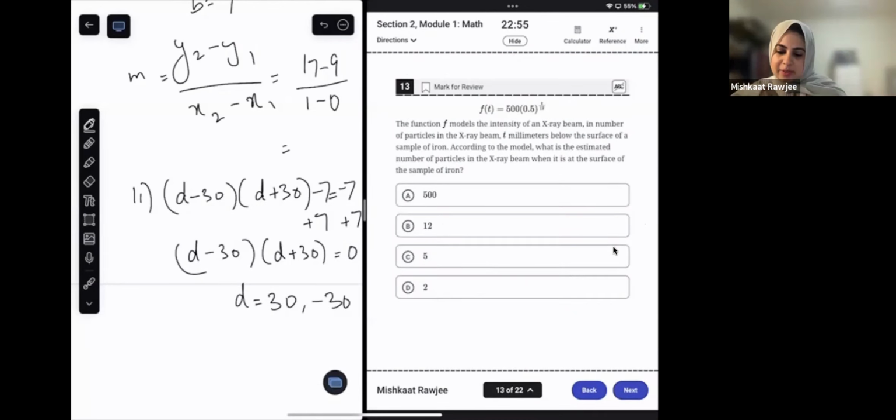The function models intensity, and so on, in number of particles, T millimeters below the surface of a sample of iron. According to the model, what is the estimated number of particles in the X-ray beam when it's at the surface of the sample of iron?